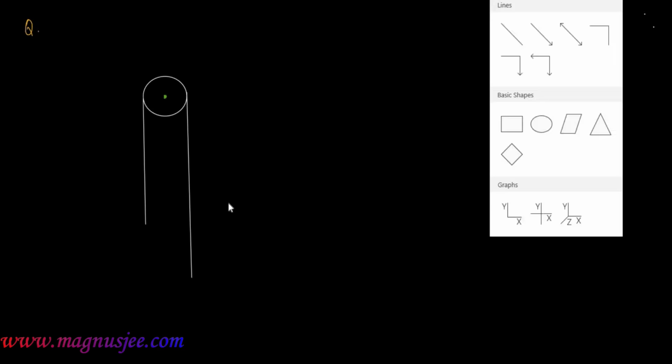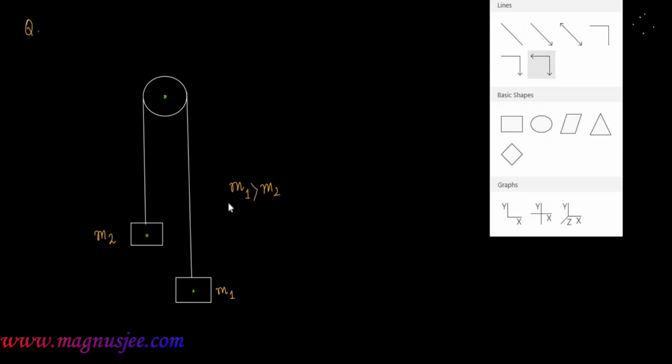We can compare two cases. In the first case, two blocks or two bodies of masses m1 and m2 are connected to the two ends of a string, and that string passes over a frictionless pulley. These are the two blocks of masses m1 and m2, and here m1 is greater than m2.